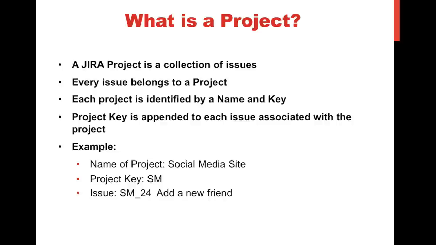What is a project? A Jira project is basically a collection of issues. Any issue that you create must belong to a project. When you create a project, it's created with a name and a key. And the key is very important because once you create it, it cannot be changed. It's used as an identifier for that project, so that when you create an issue, the key will be appended to each issue as its prefix.